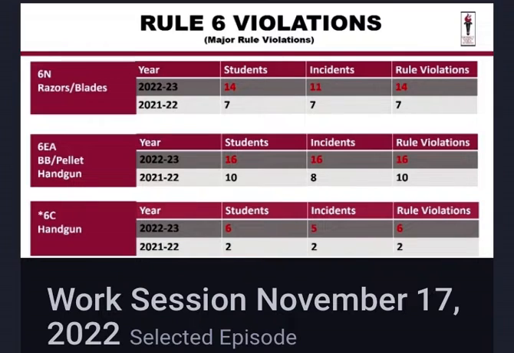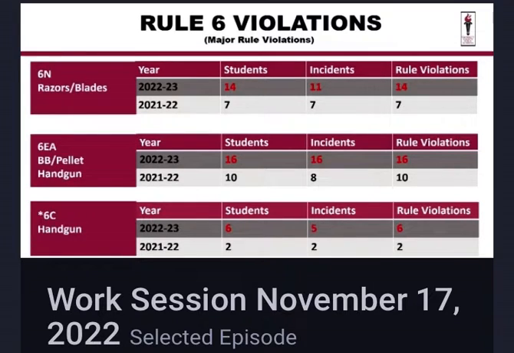Yes, ma'am. Rule 6 violations, again, are the ones that a lot of questioning is about. This is centered around weapons, and it is among the most frequent or highly increased rules from last year to this year. Again, we said that 6C was not included in that, but we wanted to include it for transparency.